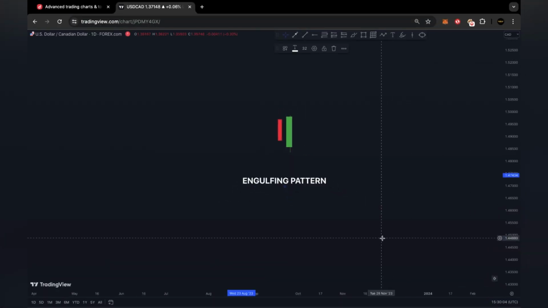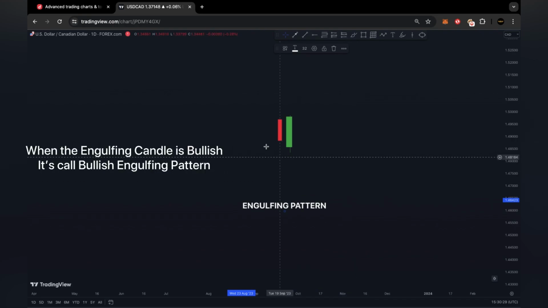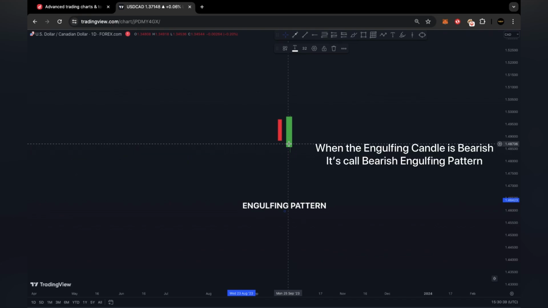All right guys, so the engulfing pattern. Just like the previous pattern we looked at, the engulfing pattern also has two versions: the bullish and the bearish one. Currently what we have on our chart is the bullish engulfing pattern. It is a bullish engulfing pattern when the engulfing candle, the candle that closes both above and below the previous one, is a bullish candle. And the flip of the coin is the bearish engulfing. If the candle that engulfed the previous one is a bearish candle, then it is a bearish engulfing candle.